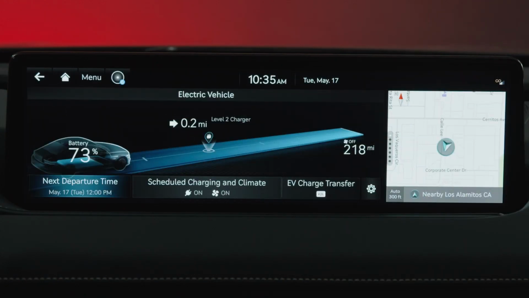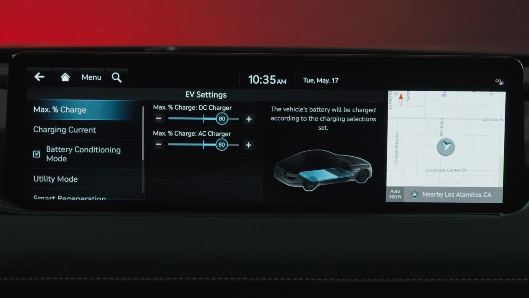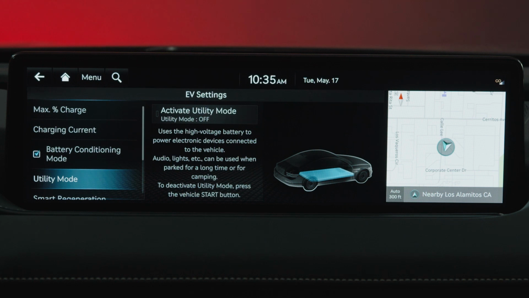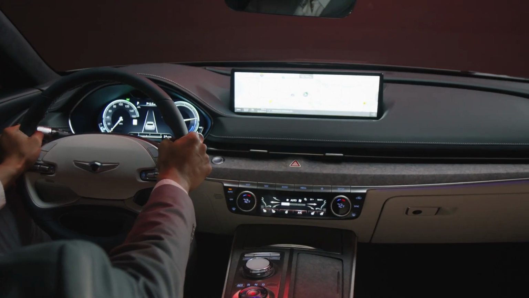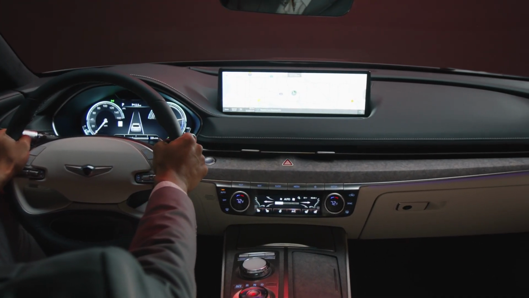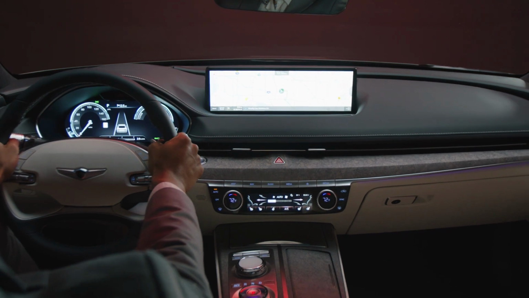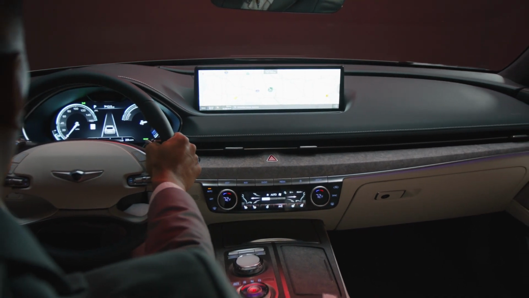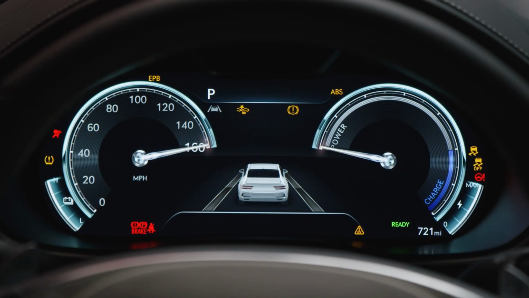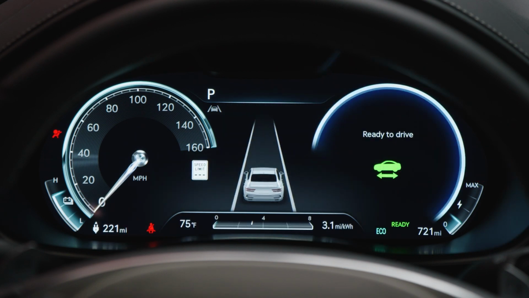Utility mode allows the use of power for long hours by utilizing the high-voltage battery instead of the 12-volt auxiliary. This feature is designed for when the vehicle is parked and stationary, such as at a camping site. Features such as the lights, radio, air conditioning, and heater can be left on without having to worry about draining the battery.